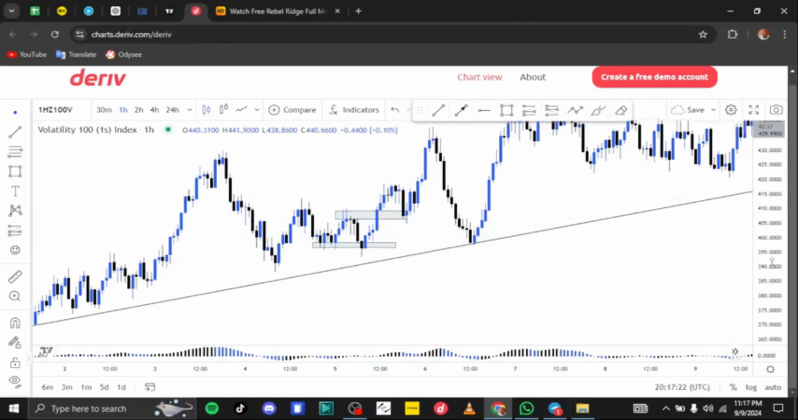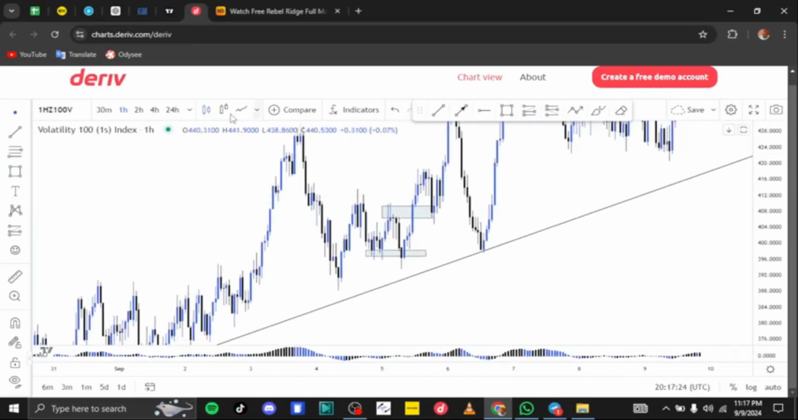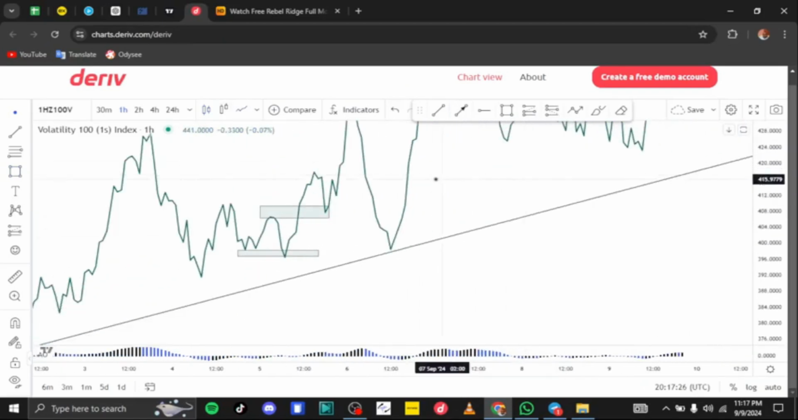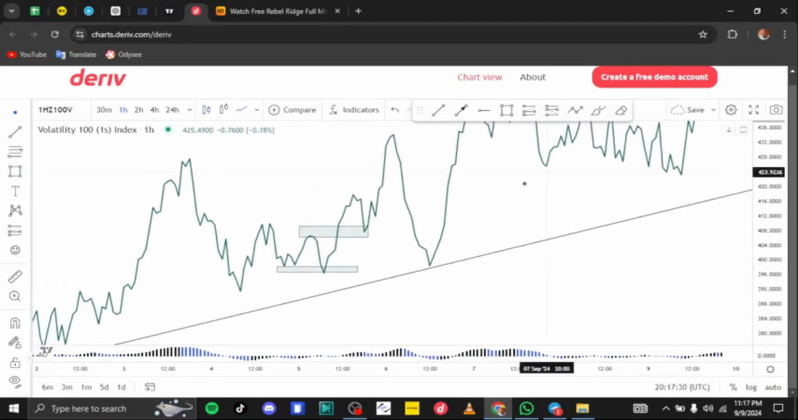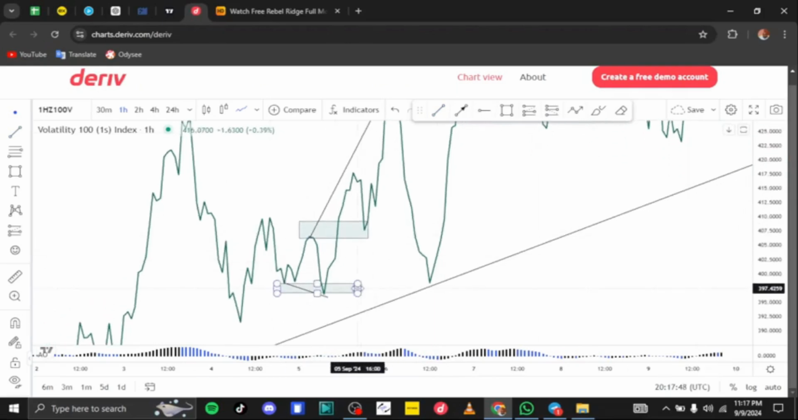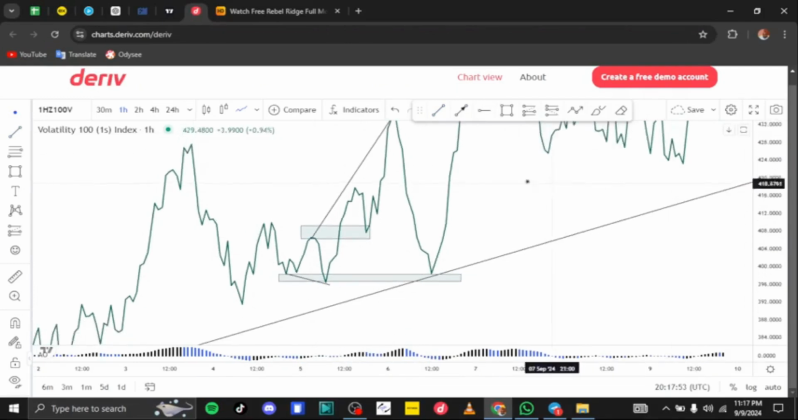To identify and see it properly, we're going to change this into a line chart. From the line chart, you can see the break of structure here and the change of character. Then we wait for the market to retest. You connect this low to this low, and also connect this high to that high. Then we wait for the market to come all the way to this level, and on this level, that is when we enter our trade.